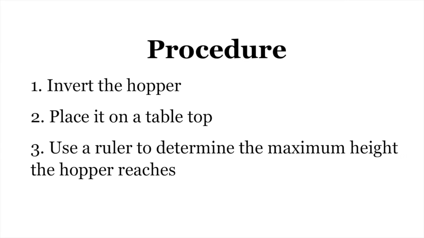The lab procedure is as follows. 1. Invert the hopper. 2. Place the hopper on the table next to your partner holding a meter stick. And 3. Using a ruler, determine the maximum height the hopper reaches. Images describing the steps have been provided.